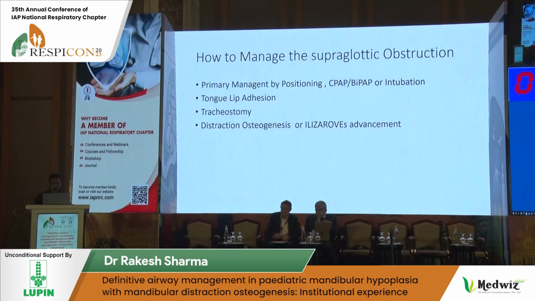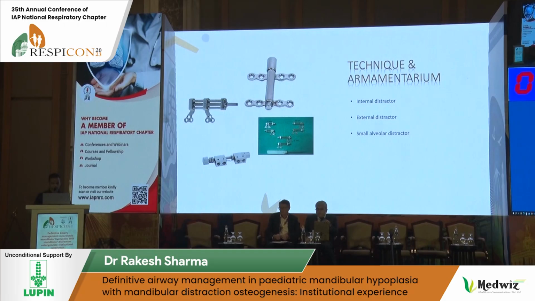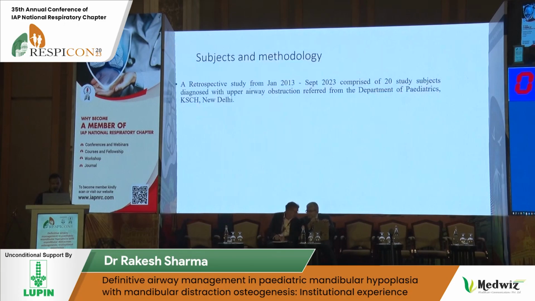Now, how to manage the supraglottic problem? We have various options. Primary management by positioning, CPAP, BiPAP, or may require intubation in severe cases. Then tongue lip adhesion. Tracheostomy was the earlier gold standard for management. Distraction osteogenesis is the true method for advancement of the mandible, and we use this method. Osteotomy is done, and then these devices are used to advance the mandible. This is fixed, with two arms in the two segments, and then it is activated.